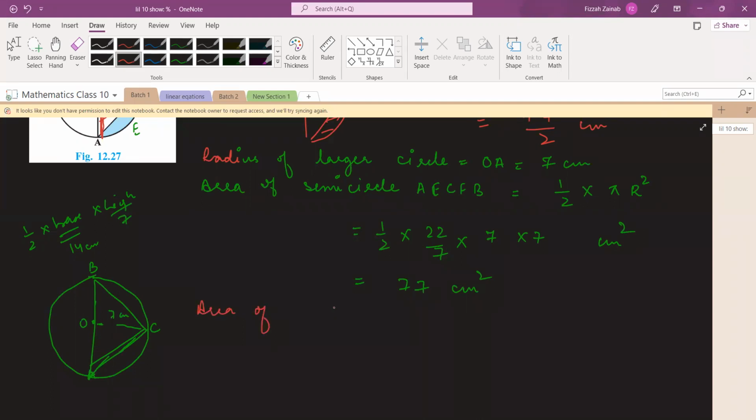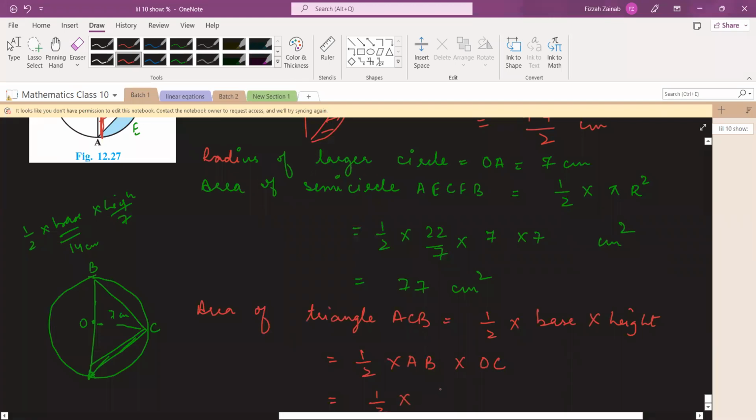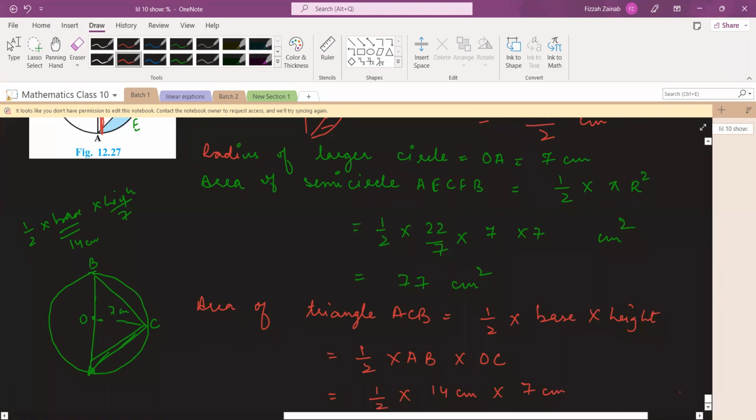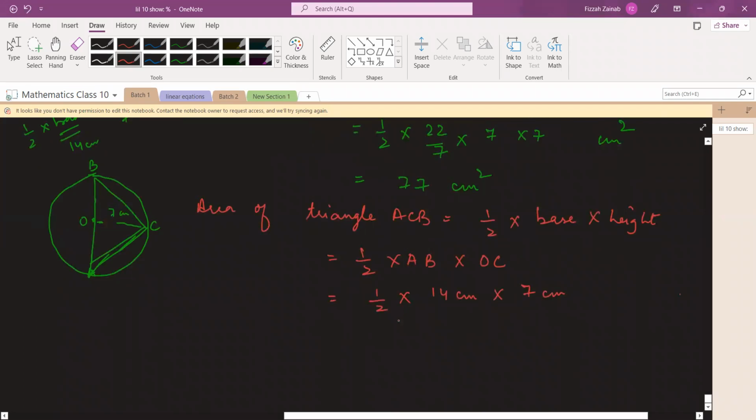Area of triangle ACB. So half into base into height. That's the formula we know. So this will be half into base. You can write AB, height is OC. Now put values. So half into AB will be 14, right? 14 centimeter into OC will be 7 centimeter. Now simplify this. So 2 into 7 and 7 into 7 is 49. 49 centimeter square.